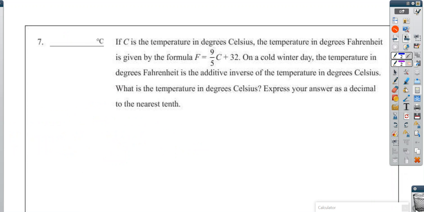All right, if C is the temperature in degrees Celsius, the temperature in degrees Fahrenheit is given by the formula F is equal to 9/5 C plus 32. On a cold winter day, the temperature in degrees Fahrenheit is the additive inverse of the temperature in degrees Celsius. So that means essentially it's the opposite number. Well, what does that mean? That means that F is equal to negative C. What is the temperature in degrees Celsius? Express your answer as a decimal rounded to the nearest tenth.